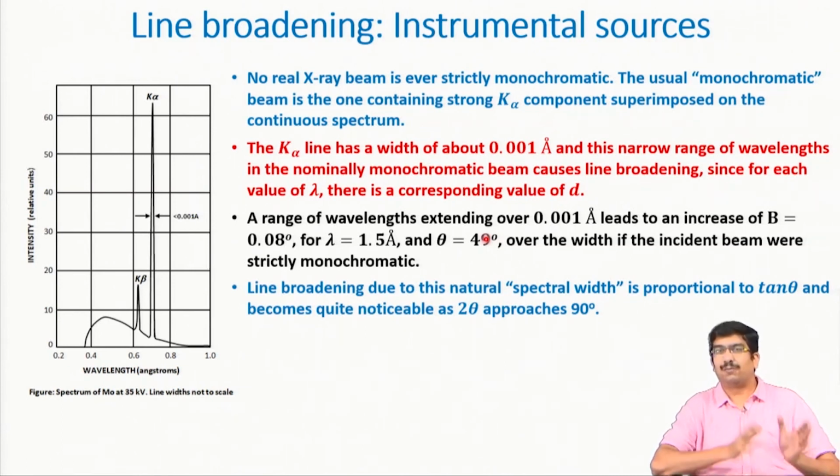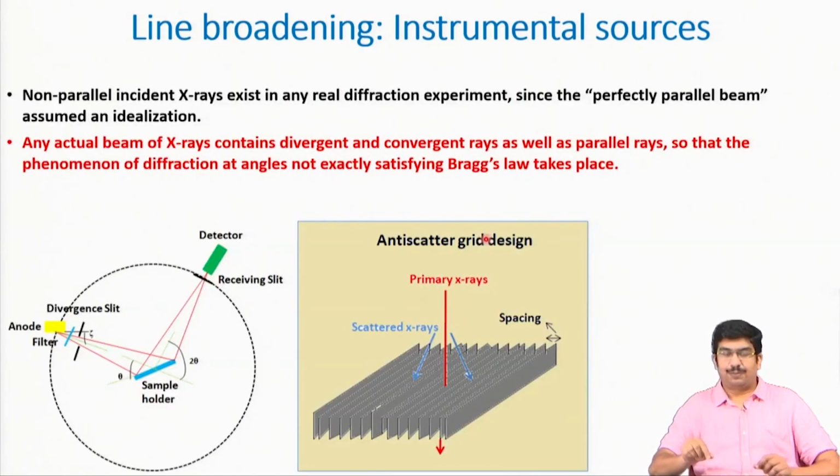Line broadening from instrumental sources is usually very small, and people use various kinds of filters so that the line broadening can be brought down to less than 0.1 degree, and that is really small for most practical purposes. Another problem, other than the monochromatic beam, is that what we use is not a parallel X-ray beam or a perfectly polarized X-ray beam. We have seen this in the Lorentz polarization factor; it causes a problem.